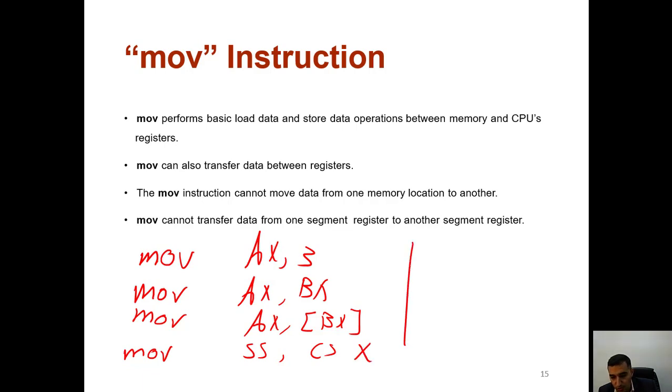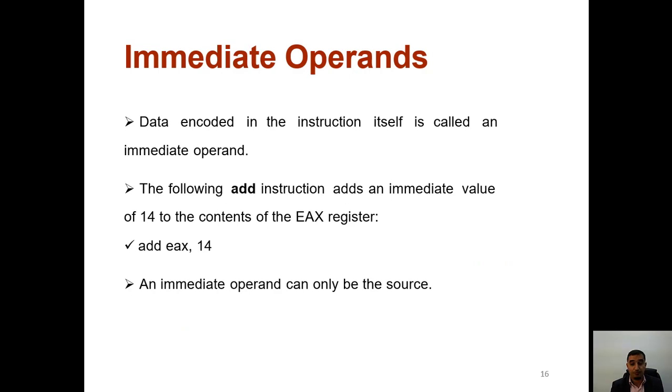Also, this one is not valid: we cannot do move with memory on both sides. You can only have one memory access per instruction. You cannot have 2 memory accesses in one instruction. So move can transfer data between registers. Move can transfer data between register and memory. Move cannot access memory 2 times. Move cannot transfer from one segment register to another.